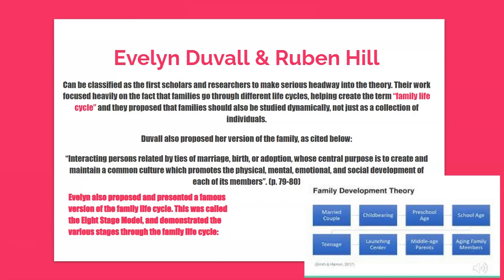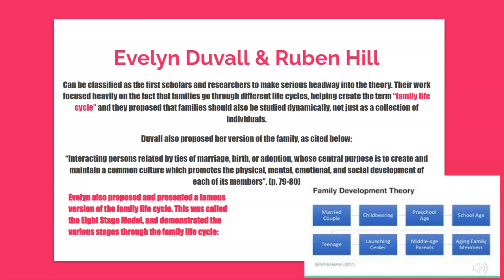Quote, "Interacting persons related by ties of marriage, birth, or adoption, whose central purpose is to create and maintain a common culture which promotes the physical, mental, emotional, and social development of each of its members." Page 79 through 80. Evelyn also proposed and presented a famous version of family life cycle.